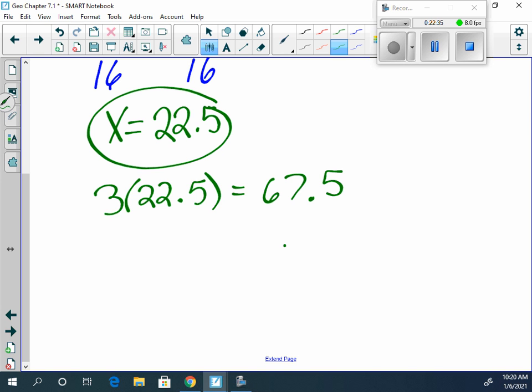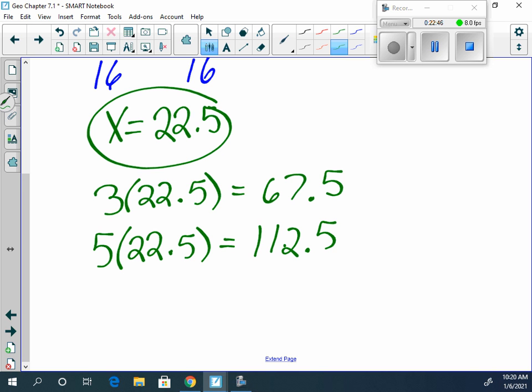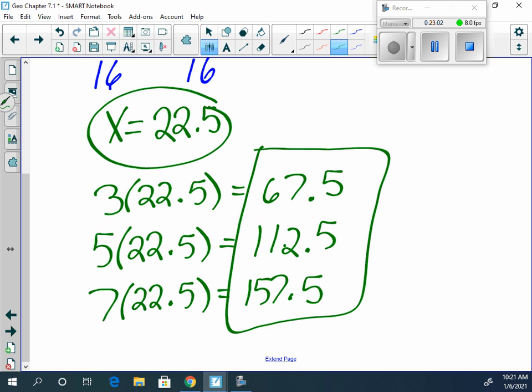Well, the third angle is 5x. So 5 times 22.5. Thank you. And are we done there? No, we also have to find what? 7 times 22.5. So these here are our 4 answers. And what would I get if I added all 4 of those together? 360. They're going to add together to be 360.